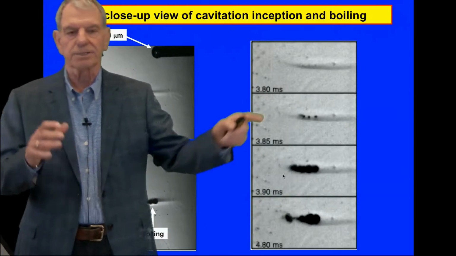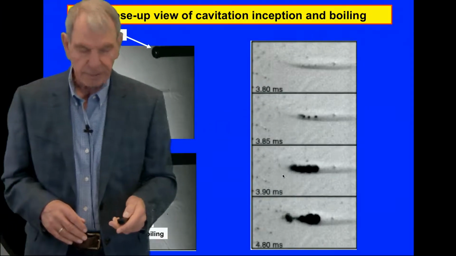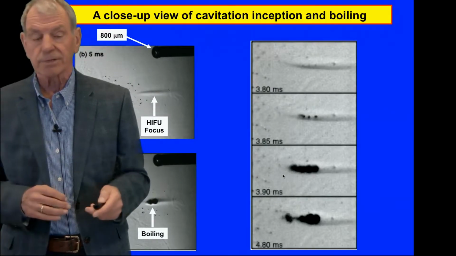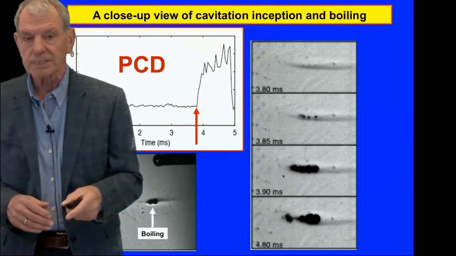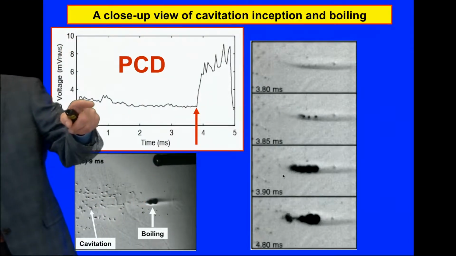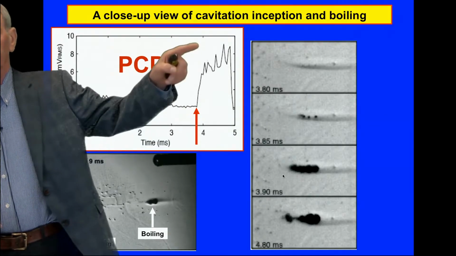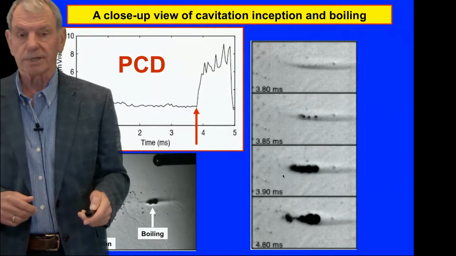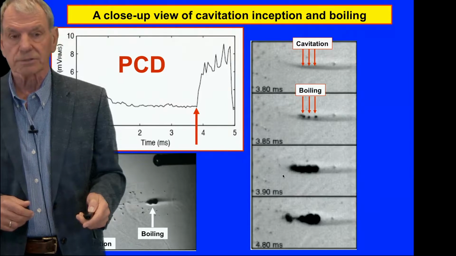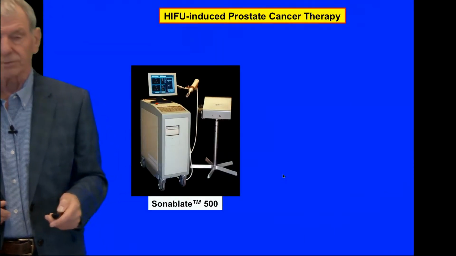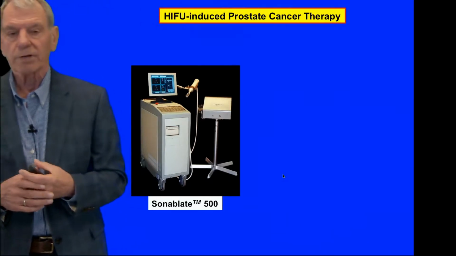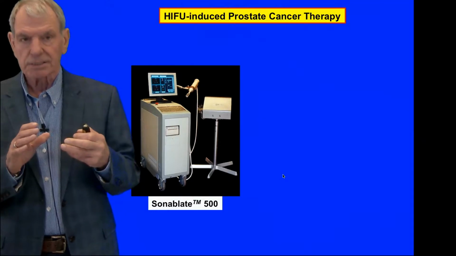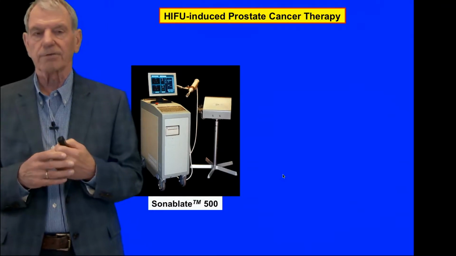can monitor this with high-speed cameras and so forth, and analyze the difference between cavitation and boiling, because they have different mechanical effects. So the PCD here, as you can see, shows cavitation and then a very abrupt change, and that's boiling. Boiling is probably not desirable in many cases, and so one wants to notice that you want to avoid that.